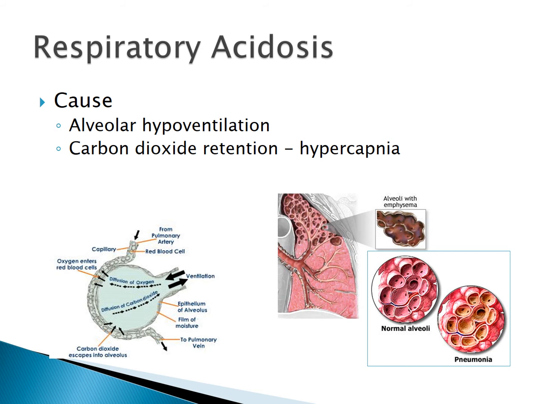Okay, we're still talking about acidosis. I'm going to break it down a little bit more into the specifics of respiratory acidosis and its causes. This is alveolar hypoventilation and carbon dioxide retention, which is also known as hypercapnia. Here, if you look at these, you can see the ventilation and exchange of oxygen and carbon dioxide, and what can cause it when you're not ventilating fully.